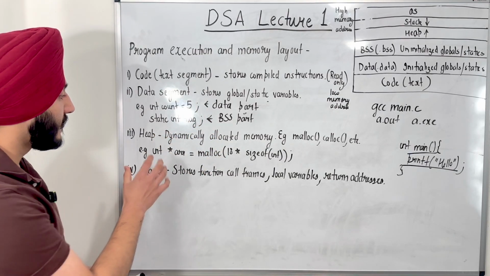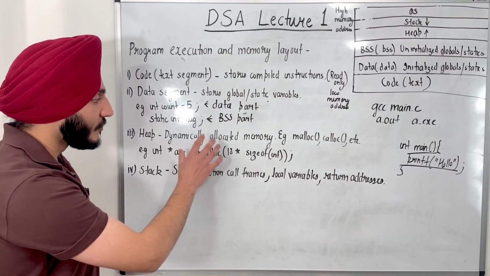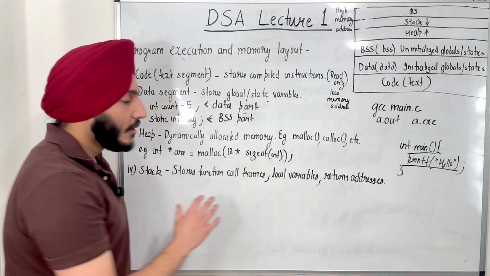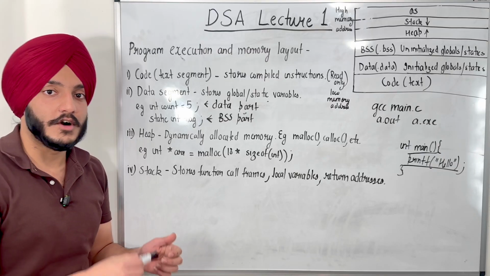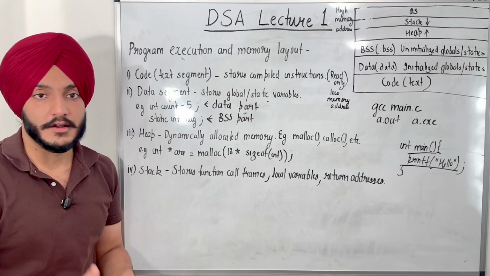Let's move on to understanding what the heap and the stack are. The heap basically stores the dynamically allocated memory, meaning malloc, calloc, etc. Whatever memory we allocate while the function or the code is running is what you call dynamically allocated memory.